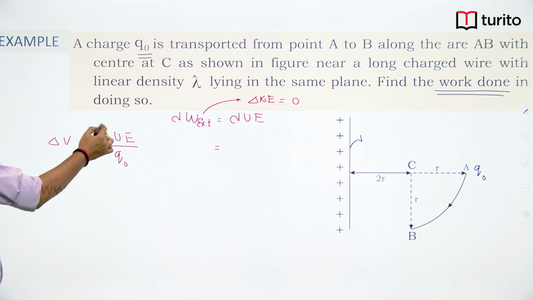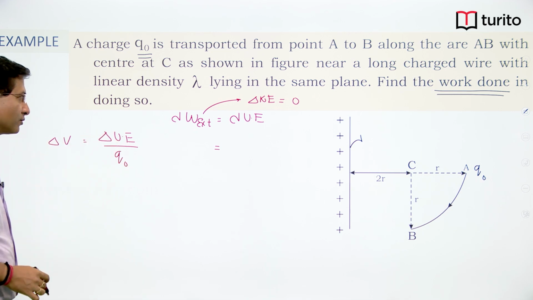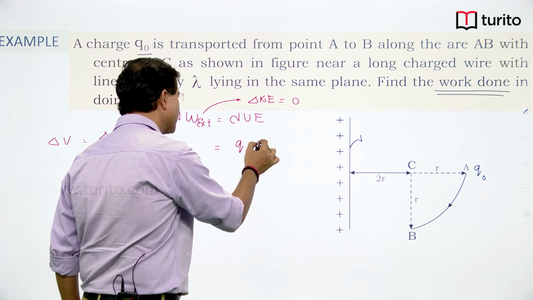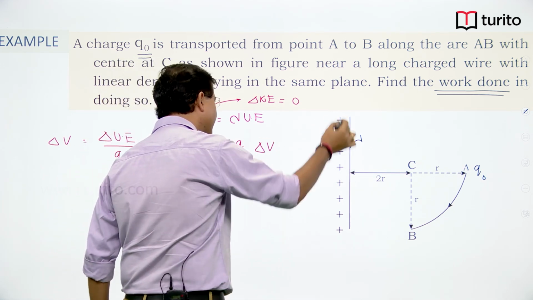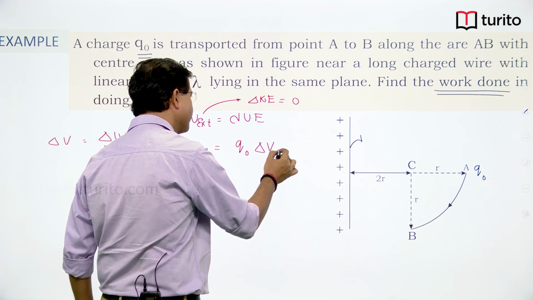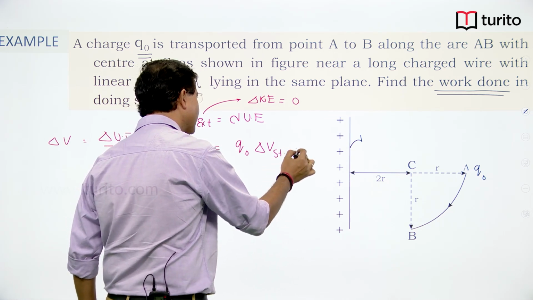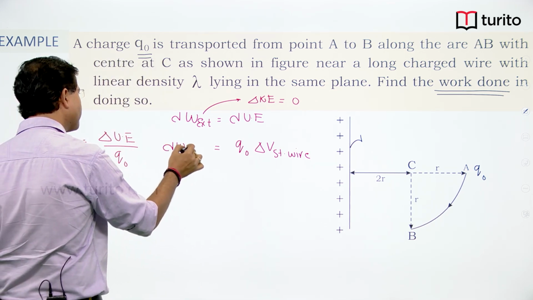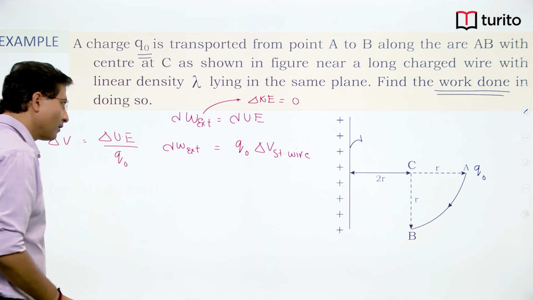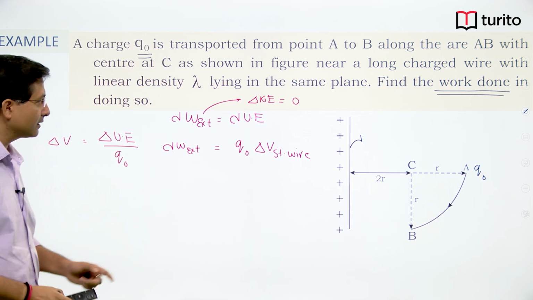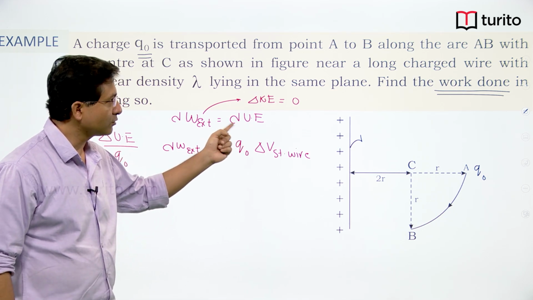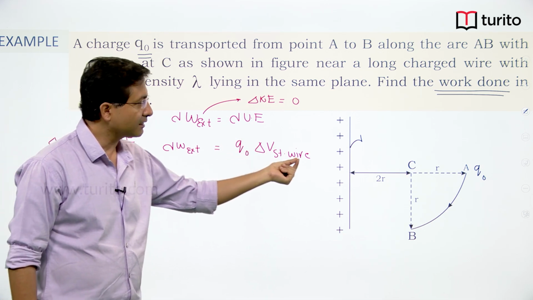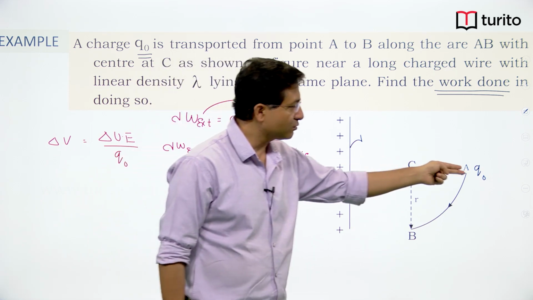So, this can be written as potential difference into q naught. If I multiply q naught to the potential difference created by this infinite straight wire, then I will get the work done by the external agent. I hope this point is clear, right. So, I can write q naught into the potential difference created by the straight wire at these two locations.